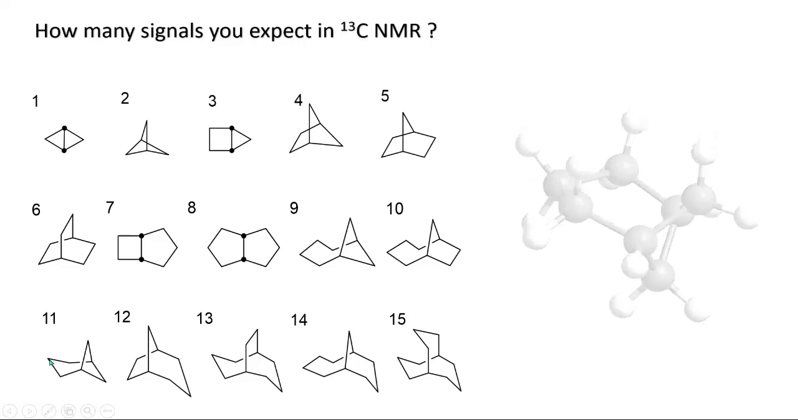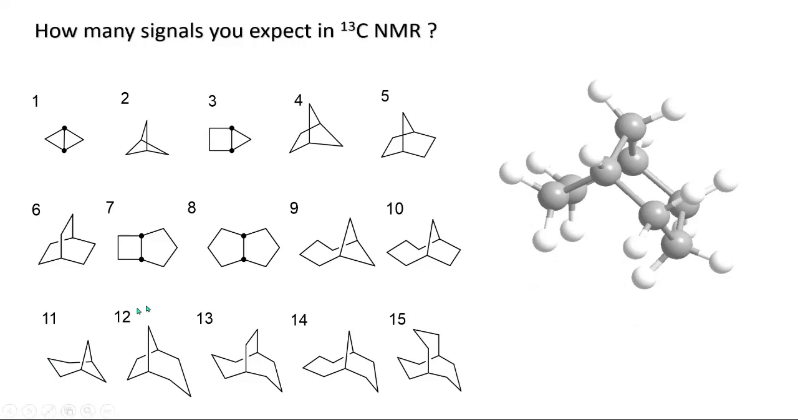Now come to the next molecule. Molecule number 12. There is a plane of symmetry reflecting this carbon and bisecting this carbon. So 1, 2, 3, 4. 4 signals for this molecule.